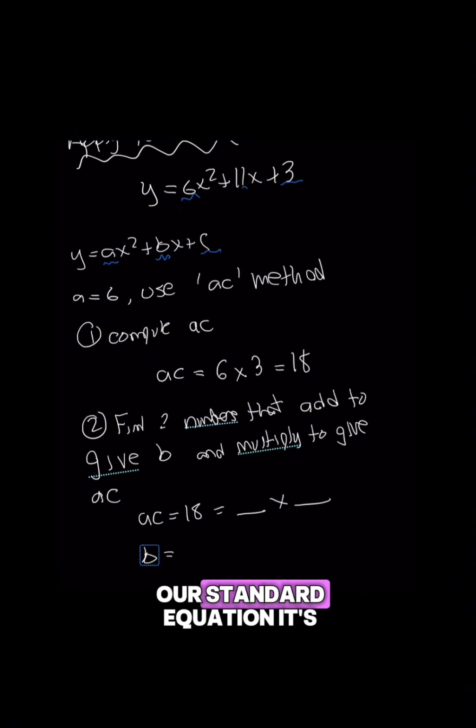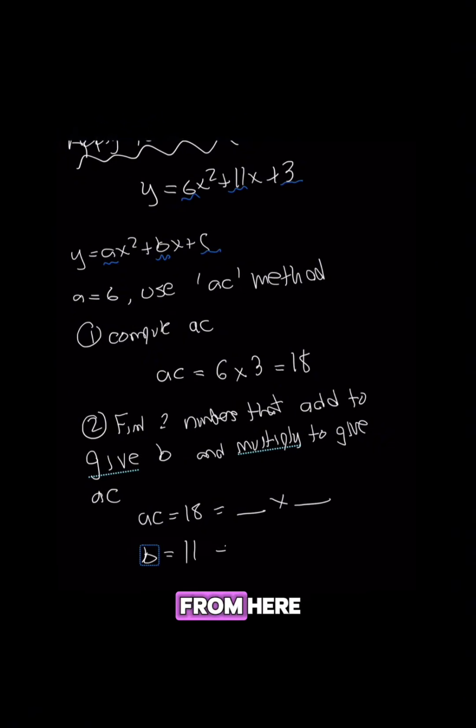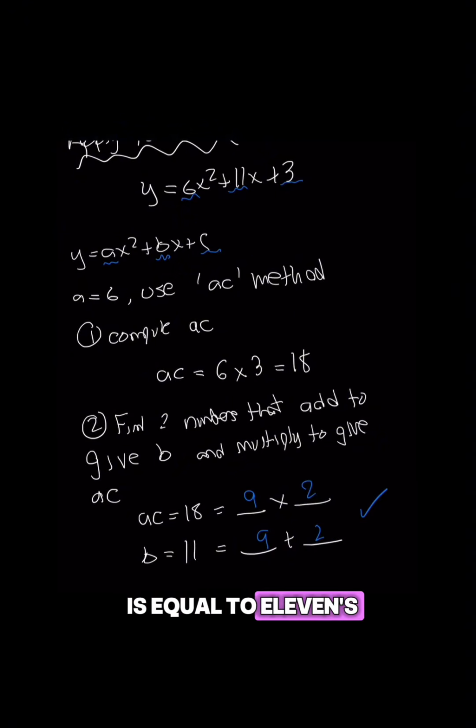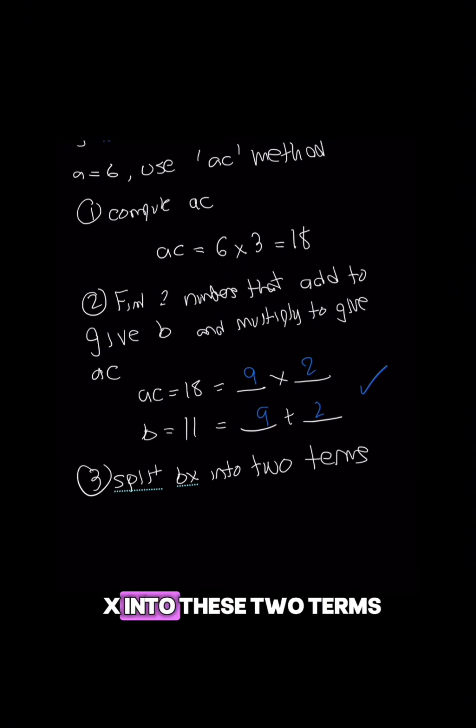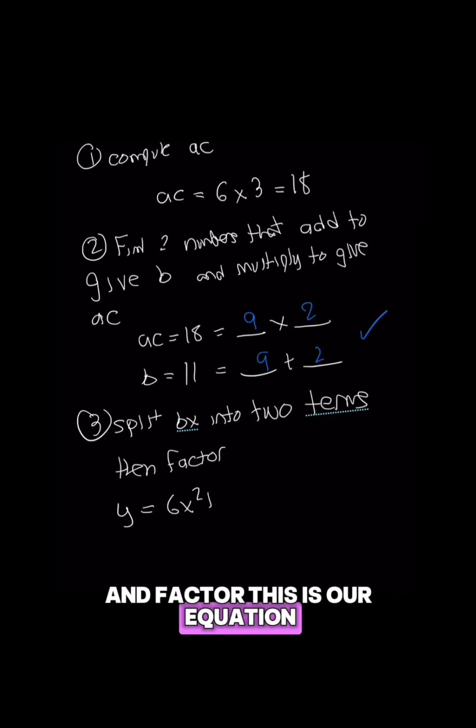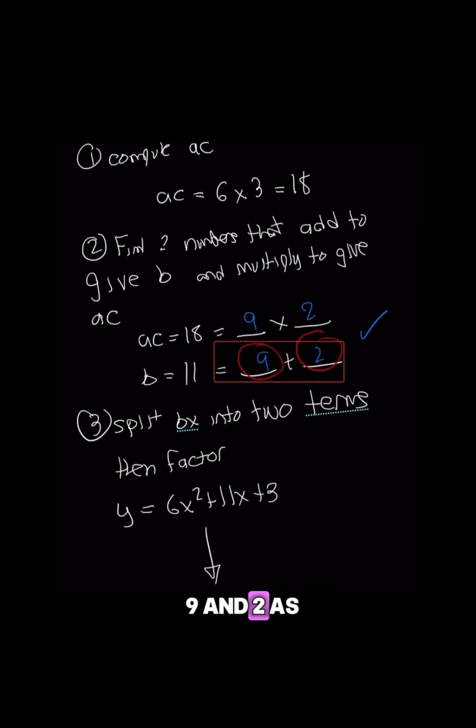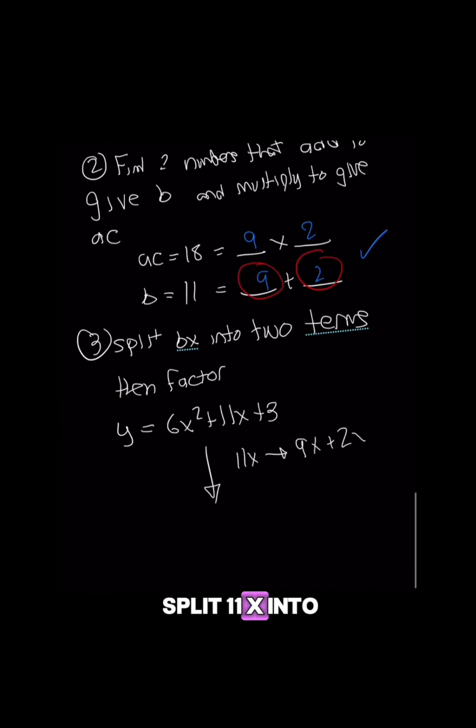B, if we look at our standard equation, is going to be equal to 11. From here, we just guess numbers that multiply to equal 18 and add to equal b. You can find that 9 and 2 are the answers. It's 9 times 2 equals 18, and 9 plus 2 is equal to 11. From here, step 3 is to split bx into these two terms and factor. This is our equation, and we just identified 9 and 2 as our two terms. Split 11x into 9x and 2x, and if we do that, we get this here.